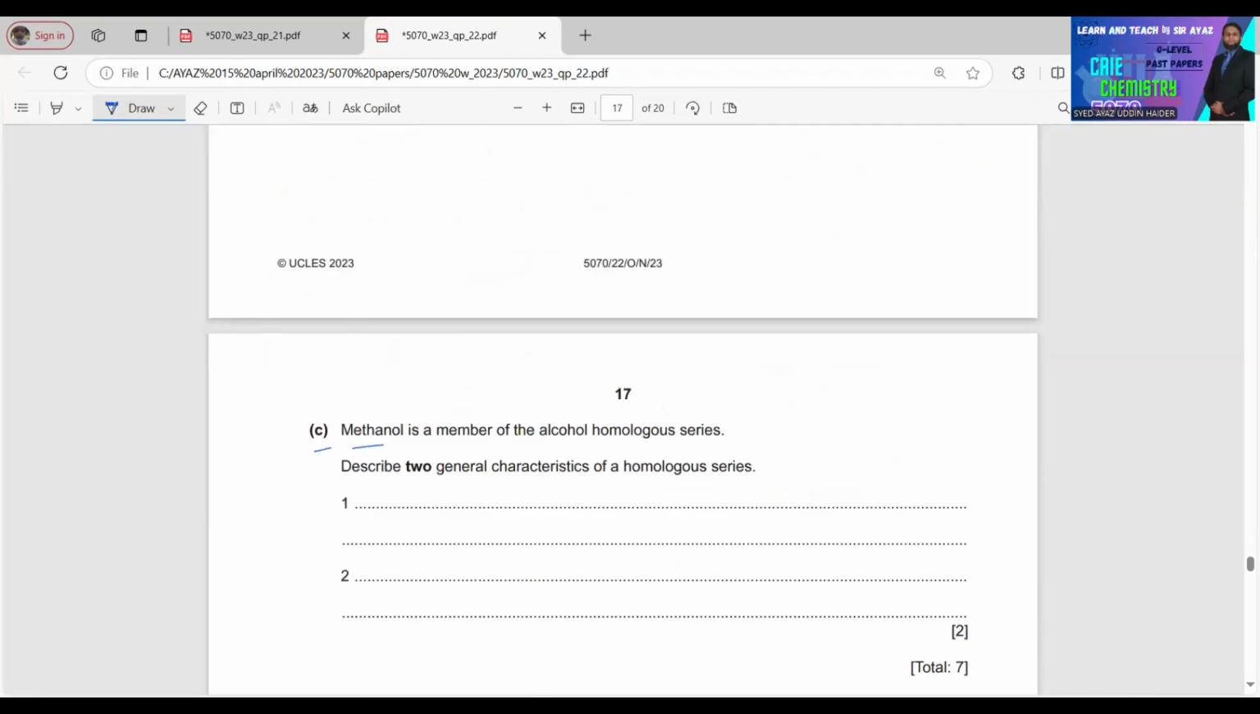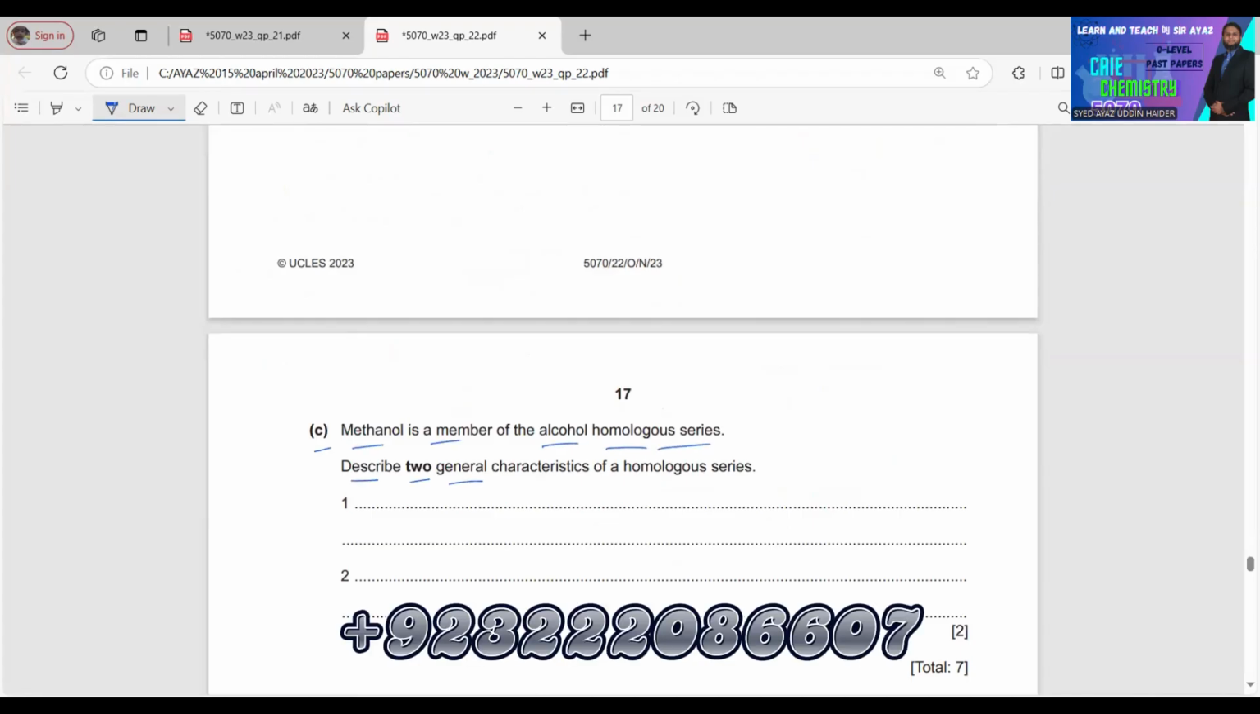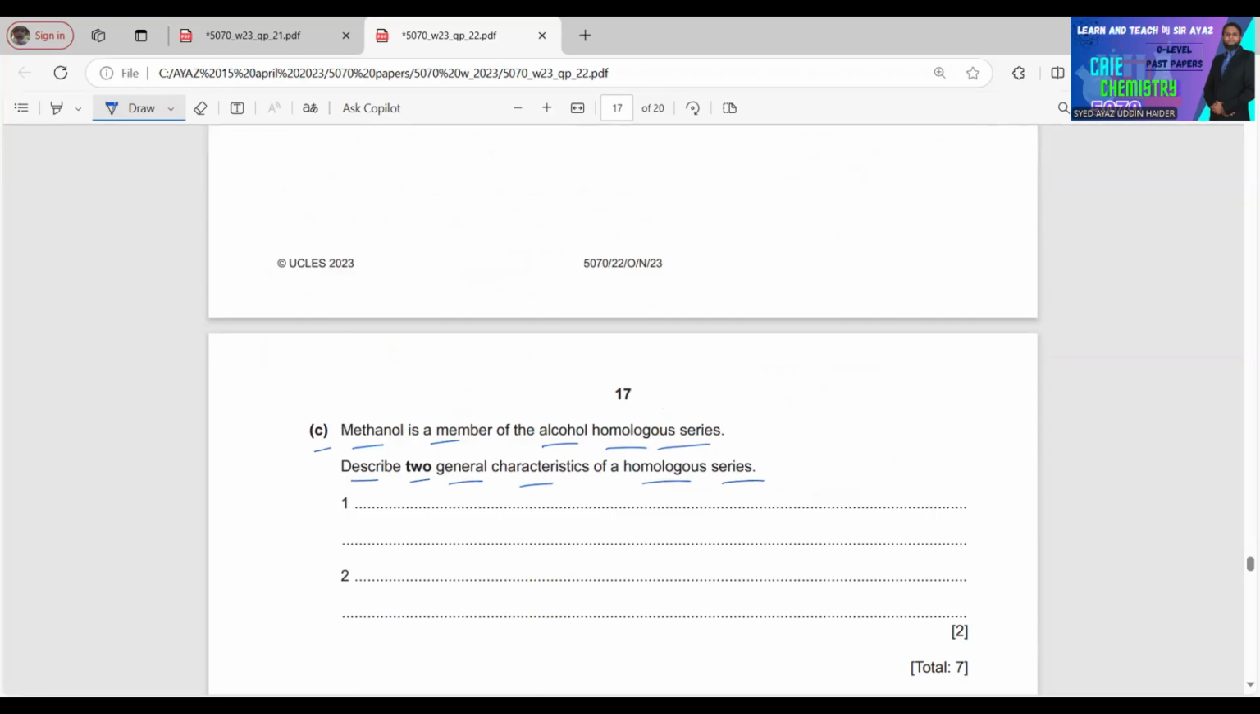Methanol is a member of the alcohol homologous series. Describe two general characteristics of a homologous series. This is very easy. You can write any two. They have the same general formula, differ from members by a CH2 group, there's a trend in physical properties, same functional group, similar chemical properties. So I will write any two from these.